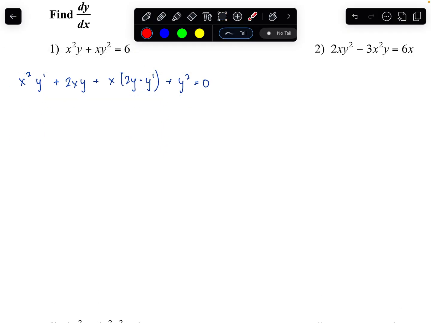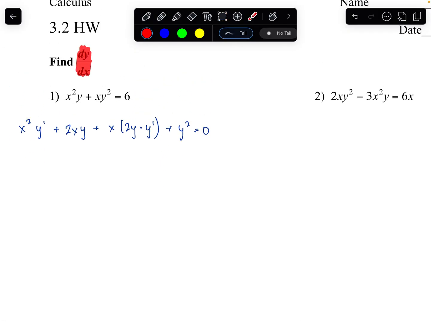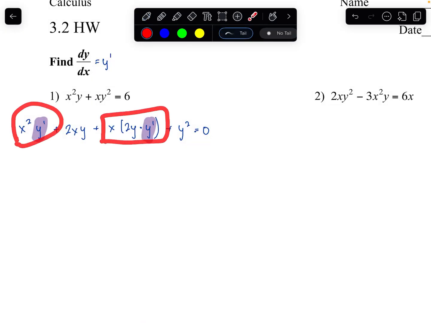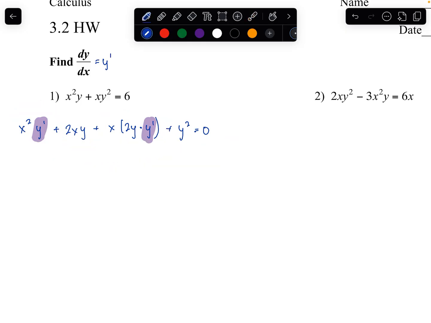we are trying to find dy/dx. dy/dx is the same thing as y prime. So notice here that we have y prime, we have y prime here, and the next goal is to get these terms right here with y prime on one side and move these terms to the other side. So I'll keep this x squared y prime plus, I'll write this as 2xy y prime equal to negative 2xy minus y squared.